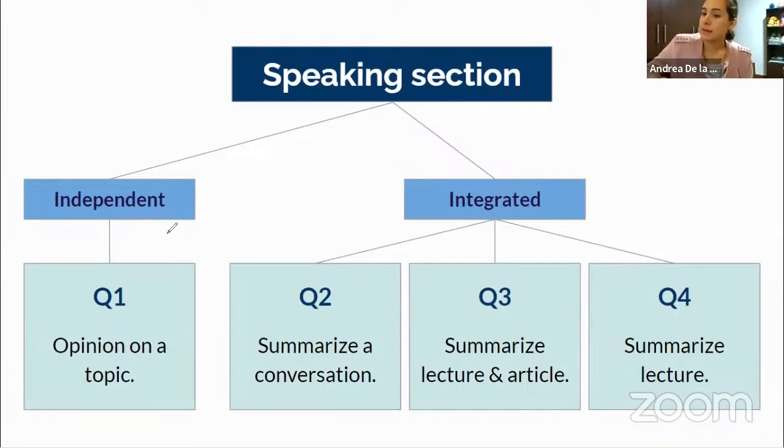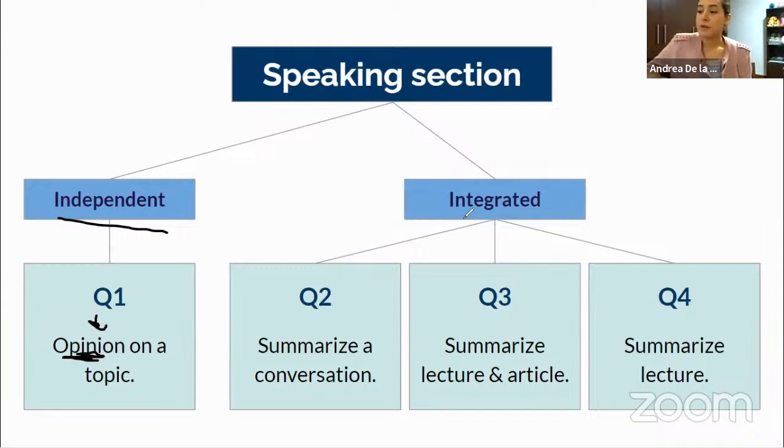Basically, independent means that it doesn't depend on anything. You will have to talk about yourselves. You will have to give your own opinion on something. So you have to say, I think, I believe, this thing happened to me. You have to share your experiences, your ideas, your thoughts. You can say whatever you want as long as it's obviously related.